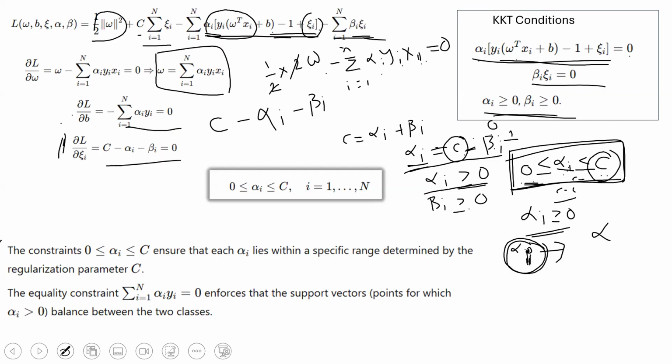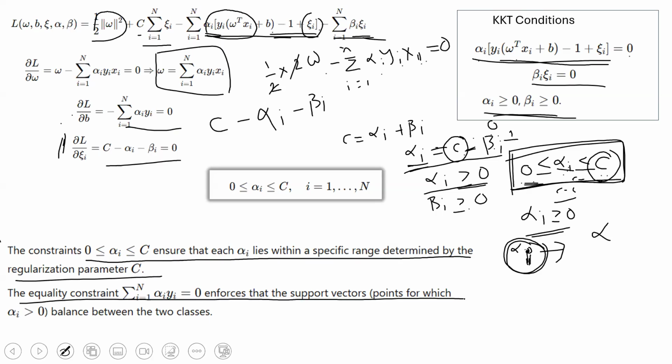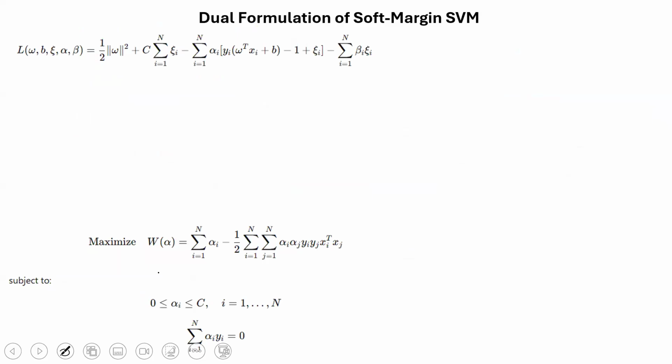So the constraint 0 less than or equal to alpha less than or equal to C ensures that alpha lies within the specific range determined by the regularization parameter C. The equality constraint enforces that the support vector points for alpha balance between the two classes. This again we have seen. The alpha values of the positive class will cancel the alpha values of the negative class. So the only difference between the hard margin SVM and the soft margin SVM is that in soft margin SVM, alpha values will be just in between 0 and C, when you actually solve the optimization problem.